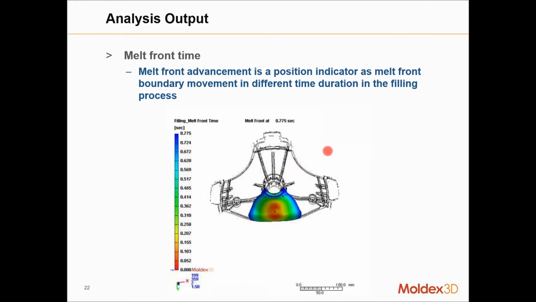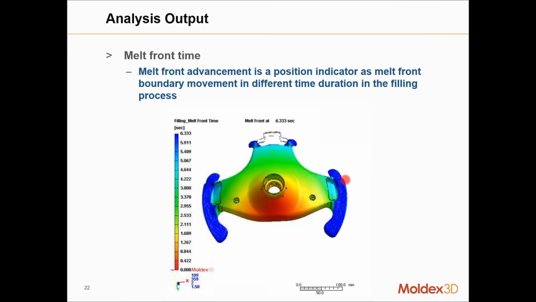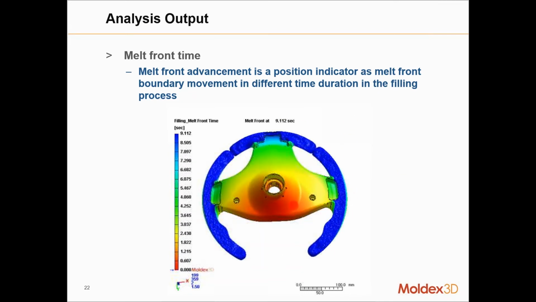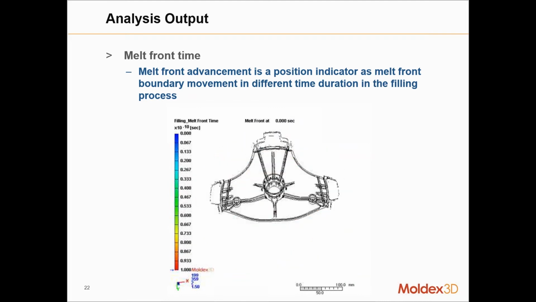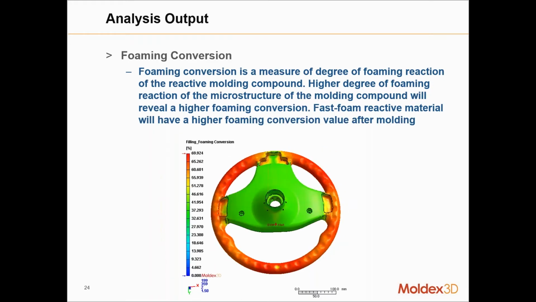In other words, the foaming actually begins to dominate once your melt reaches the ring portion of this wheel, which can be confirmed in other subsequent results. You're able to look at results like what your curing is like, right? Which areas have higher curing, which areas have lower curing in terms of conversion percentage. Not to mention, what your foaming conversion is like. In other words, which areas have higher foaming and which have lower foaming.